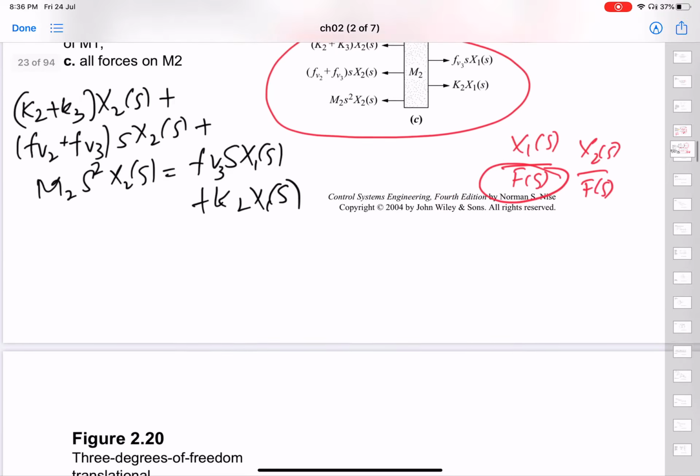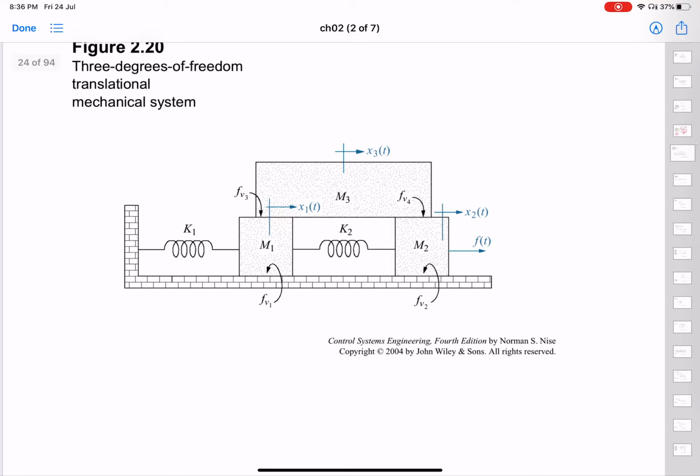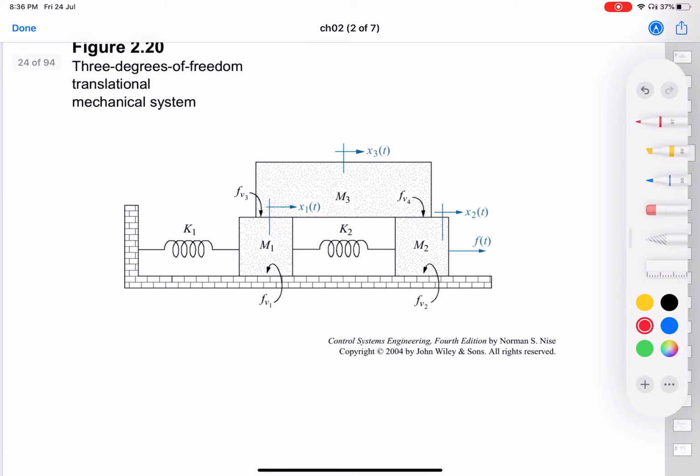Okay. So in a similar way, you can have a higher degrees of freedom system. Like for example, in this case, we have a 3 degrees of freedom translational mechanical system. And why is it a 3 degrees of freedom system? The first thing that we have to do is to identify the number of degrees of freedom. Why is it a 3 degrees of freedom system?